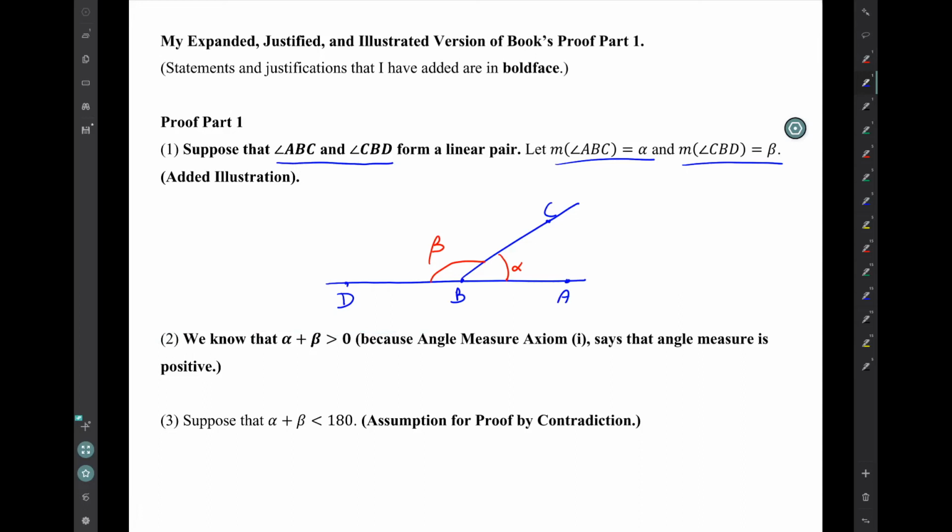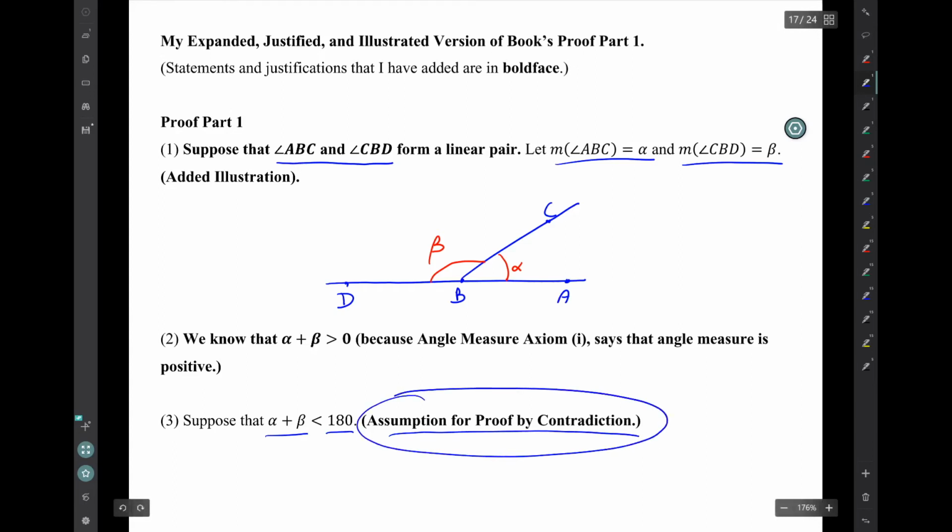Now, suppose that alpha plus beta is less than 180. That's an assumption for a proof by contradiction. The book doesn't say this, but it's important to think that, and I think it's important to write it when you write a proof.